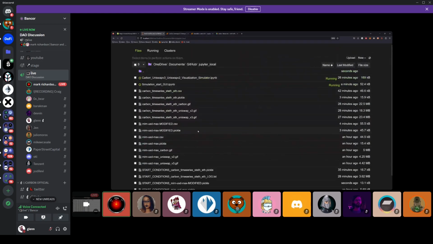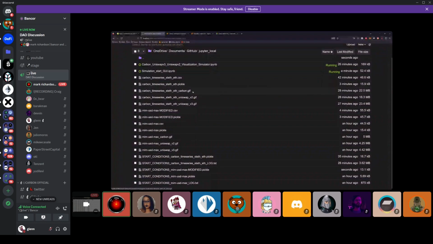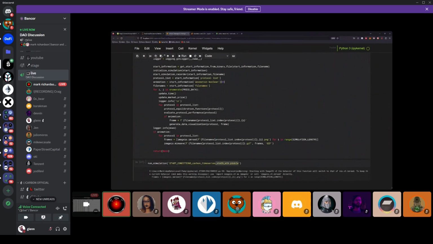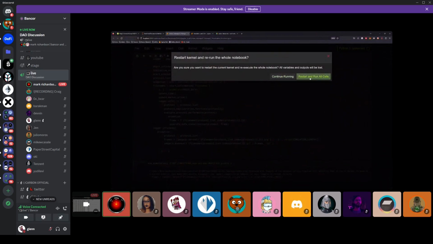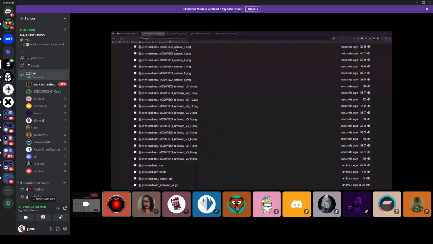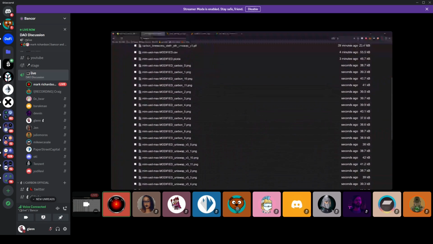Okay, so remember, after you've done that process, what you're looking for is a pickle file that starts with start conditions. And so here's the start conditions, MIM, USD max, modified pickle. So we're going to take that one and put that directly into our simulator right there. And then we run all of these cells. Good. And then when the little star appears, you know that it's working. And yeah, here we are. So this should take a couple of minutes.